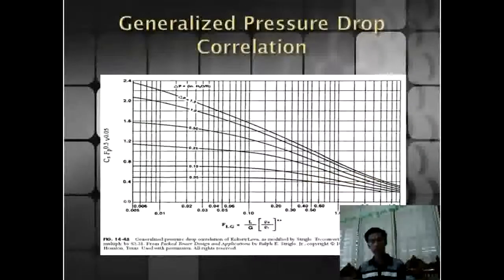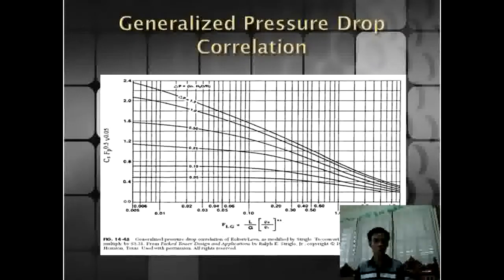Since flooding or phase inversion normally represents the maximum capacity condition for a packed column, it is desirable to predict its value for new designs. Different methods for determining the pressure drop at the flooding point can be used, but one of the most commonly used methods is by using the generalized pressure correlation.